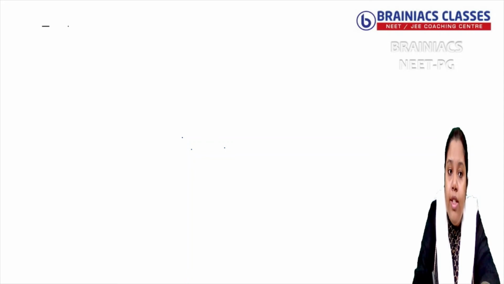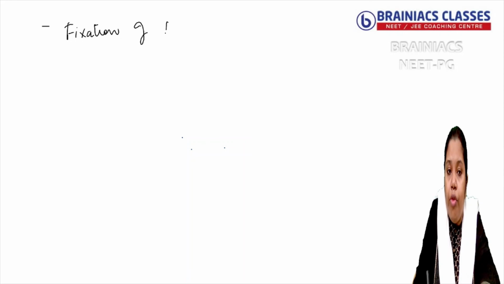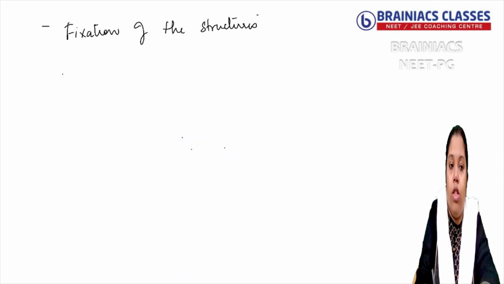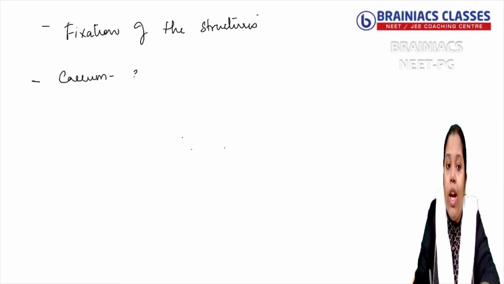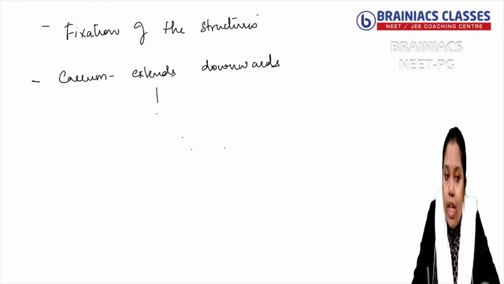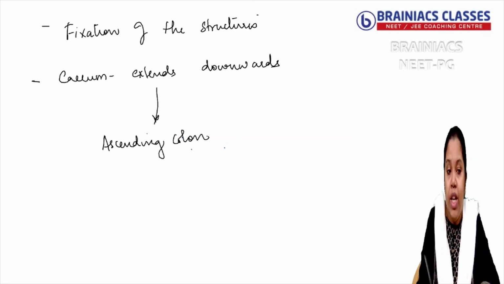In the third stage, fixation of the structures occurs. What do you mean by fixation of the structures? Here what happens is that the cecum that is present in the subpyloric region will extend downwards. And when the cecum extends downwards, what you get? You get the ascending colon. So the ascending colon is formed by the downward extension of the cecum, right?